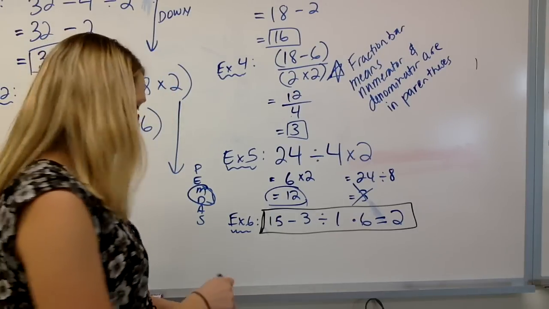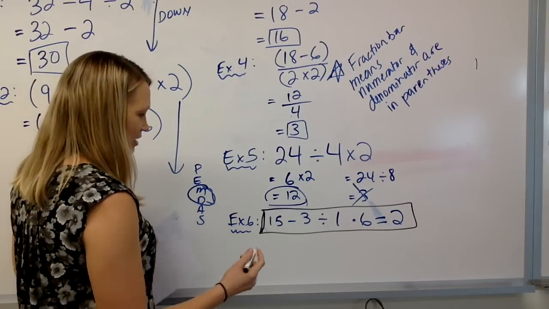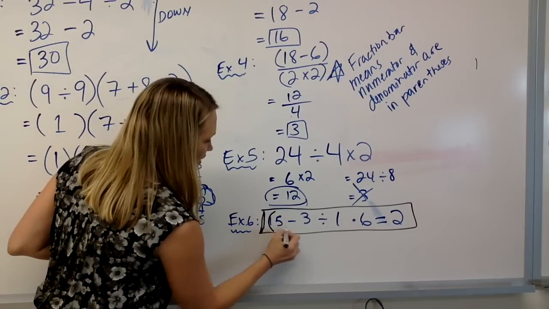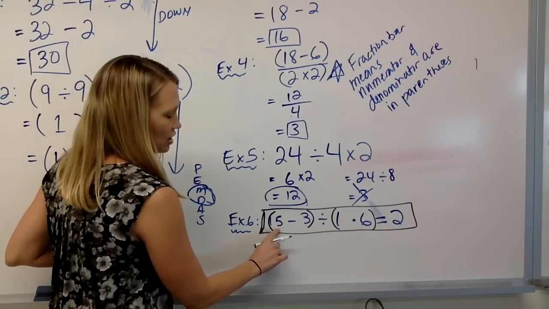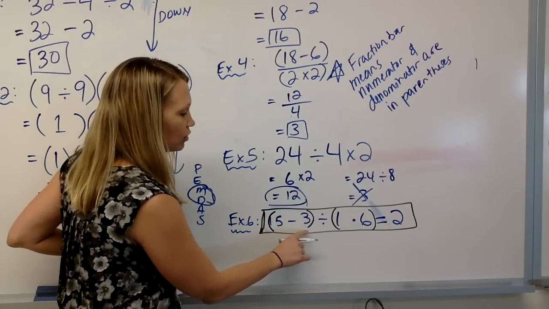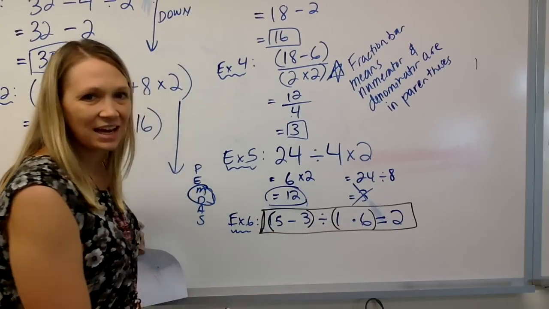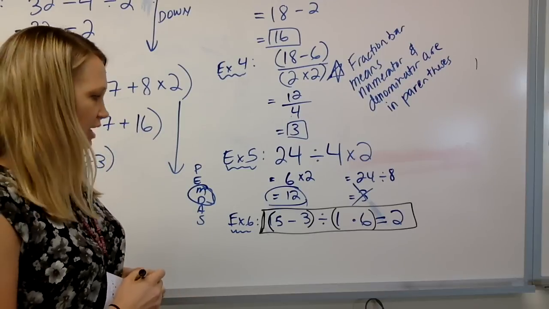Give it a go. All right, those of you that are back, you should find that if you put the parentheses around the 15 minus 3 and the 1 times 6, you'll get your right answer. Because 15 minus 3 is 12, and 12 divided by 6 will give me 2. Oh yeah, 2. Just making sure.